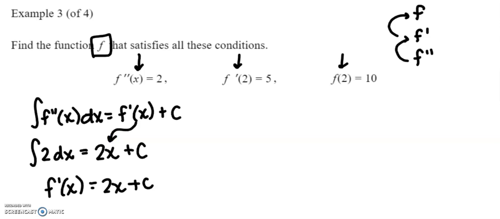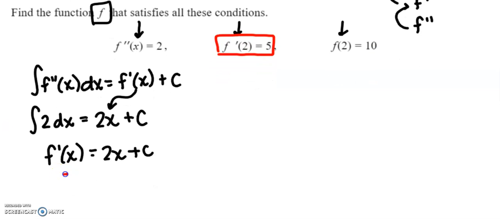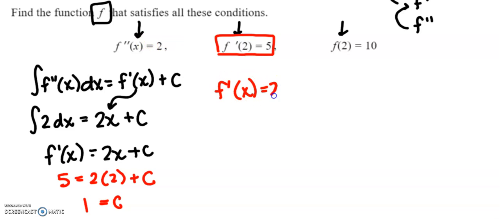All right, well, what do I know about f prime? F prime is supposed to go through the point 2, 5. So in goes 2, out comes 5. C is going to be equal to 1, which means that f prime of x is equal to 2x plus 1. And again, I can check that. Taking the derivative, I get 2. Subbing in 2, I get 5. But this question didn't ask me to find f prime, it asked me to find f.